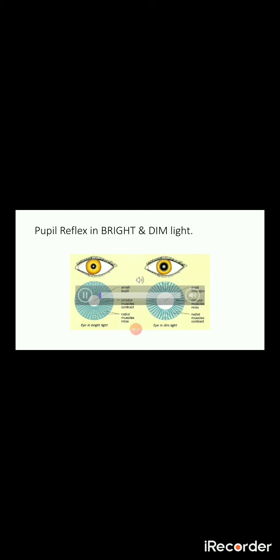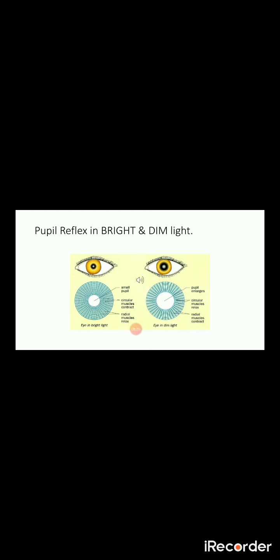Dear students, now we are going to study the reflex in bright and dim light, how the eye behaves. The iris is the extension of the choroid on the front side of the eyeball, and it has a small hole called the pupil. It is made up of two sets of muscle, the circular muscle and the radial muscle.